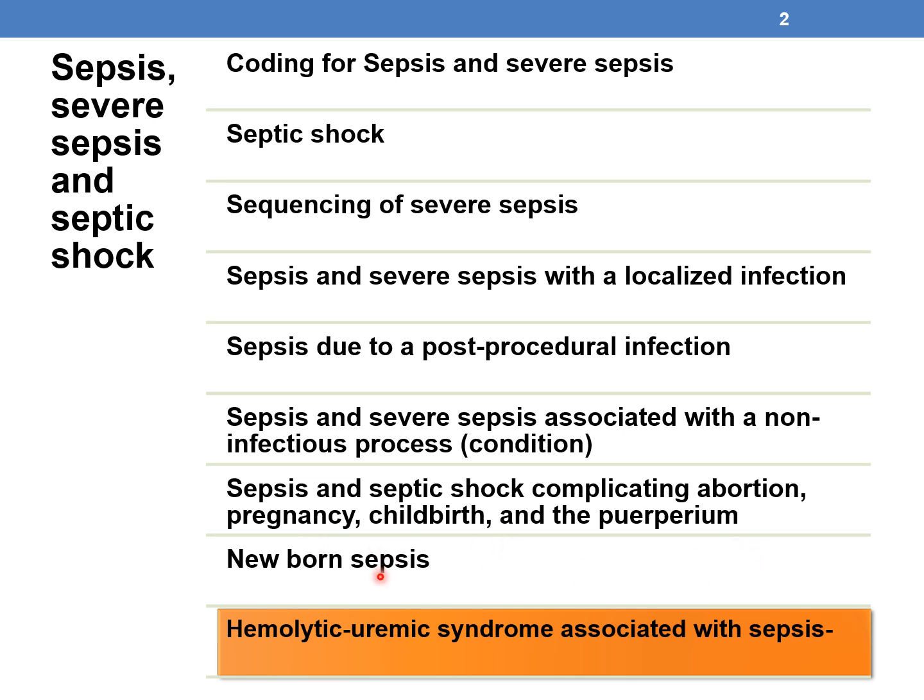Newborn sepsis, and this year's new addition is hemolytic-uremic syndrome associated with sepsis. This is the new guideline that was added from October 2022.